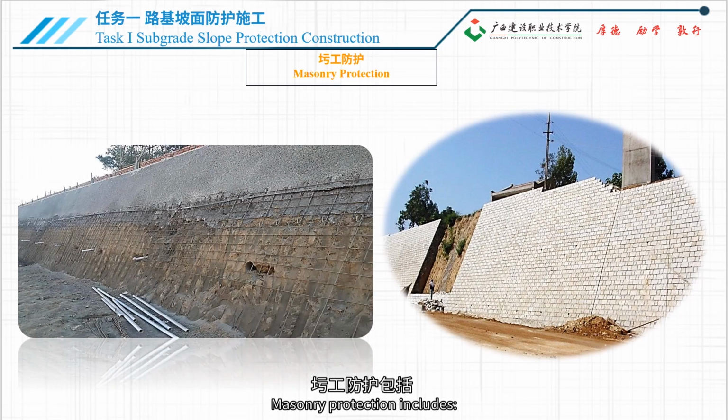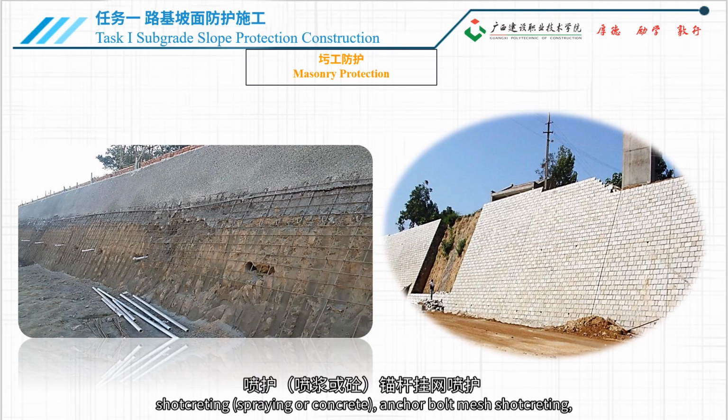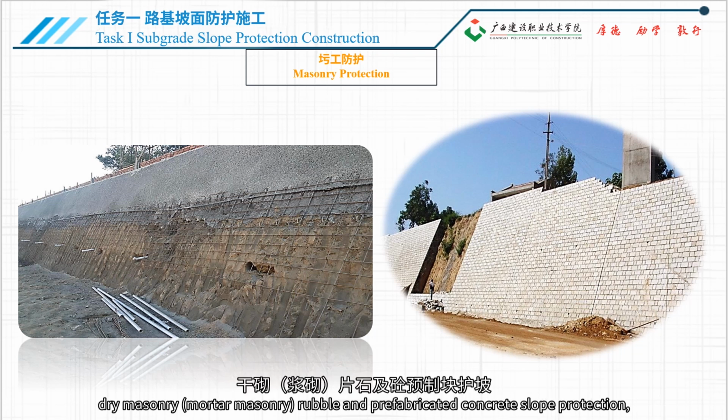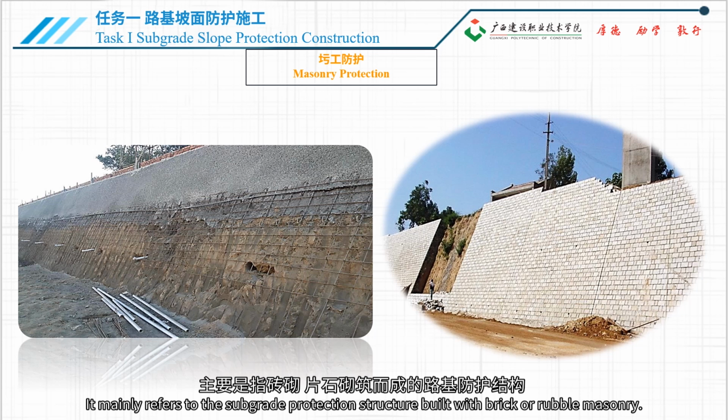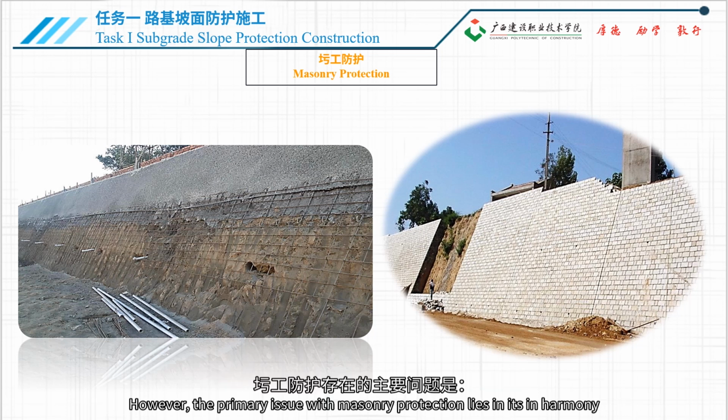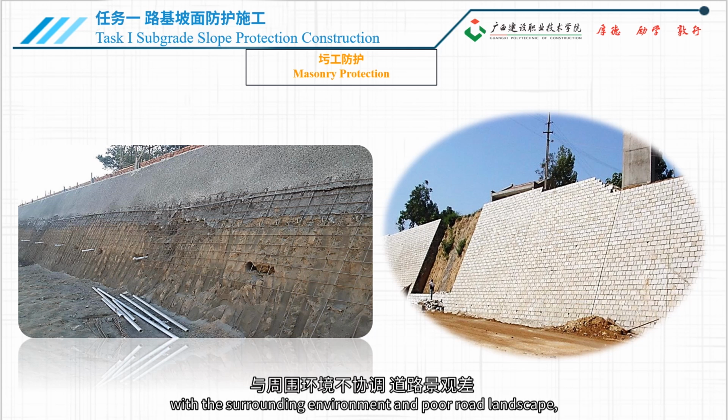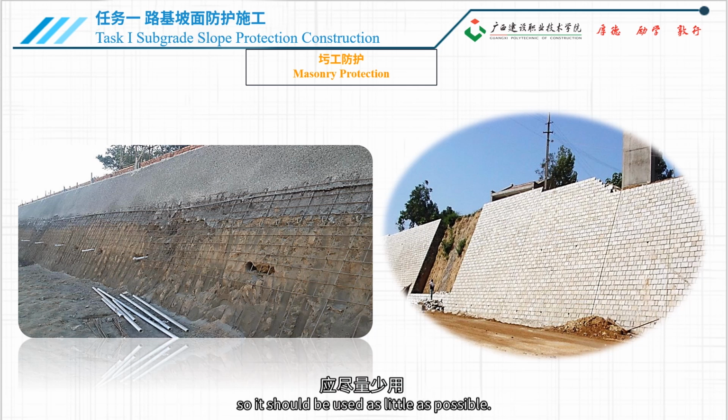Masonry protection includes shotcreting, spraying or concrete, anchor bolt mesh shotcreting, dry masonry, mortar masonry, rubble and prefabricated concrete slope protection, and protective walls. Characteristics: it mainly refers to the subgrade protection structure built with brick or rubble masonry. However, the primary issue with masonry protection lies in its inharmony with the surrounding environment and poor road landscape, so it should be used as little as possible.